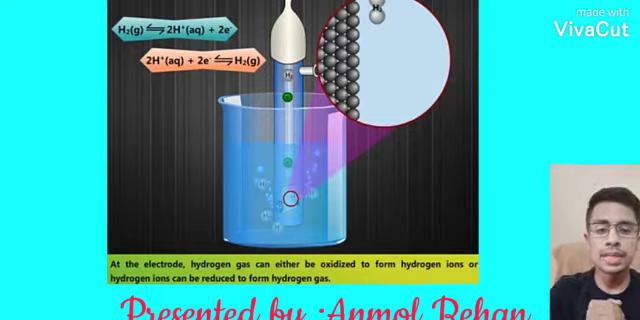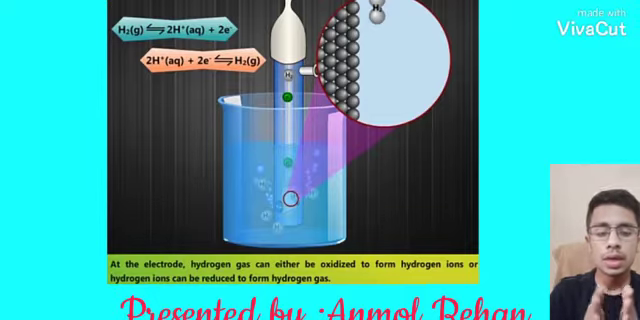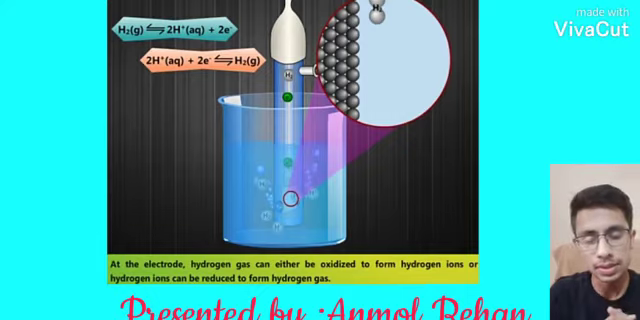Now two reactions are possible. First, H2 equals 2H positive plus 2e negative, and second, 2H positive plus 2 electrons equals hydrogen gas. These are the two reactions. Here the value of E0 is equal to 0.00 volts.